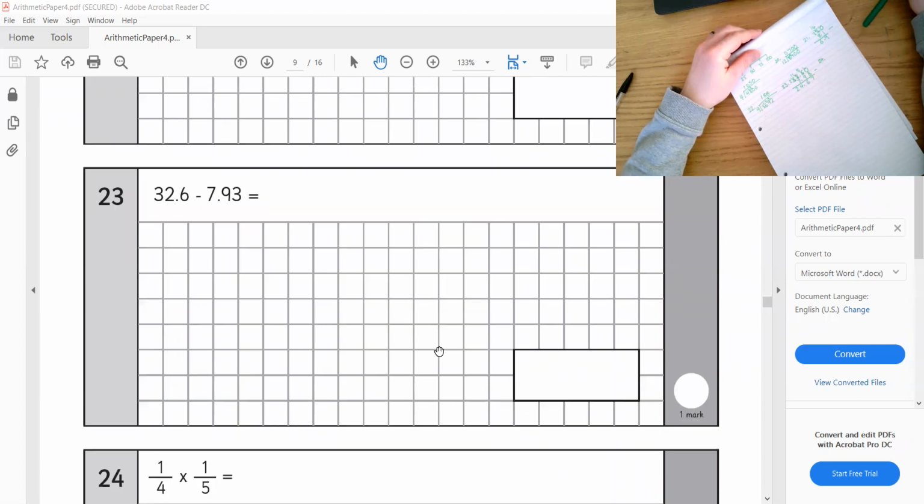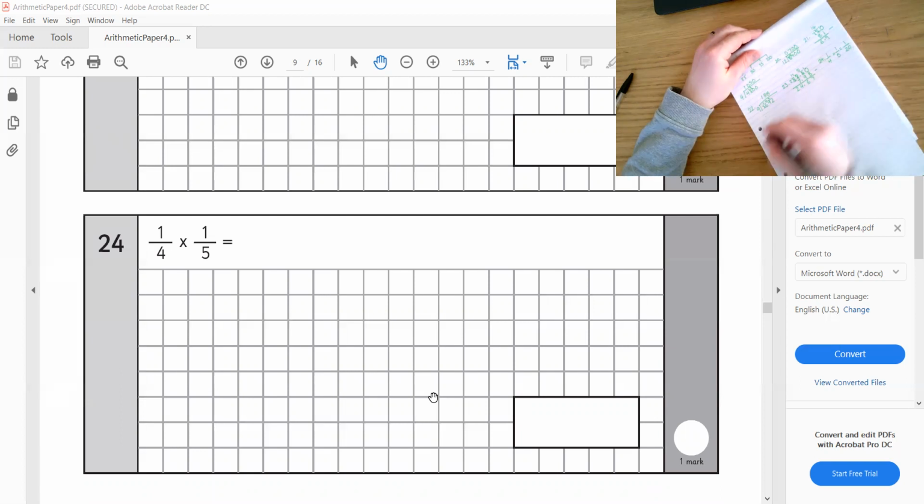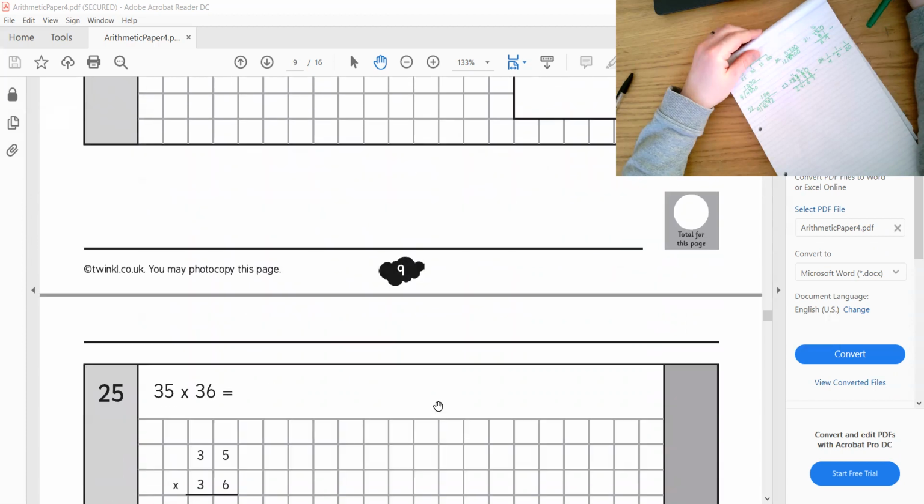24 then. Let's see if this is a challenge this time. Oh, times in fractions. So remember, we like times in fractions because it's exactly what we want to do. Times the top numbers, times the bottom numbers. 1 times 1 is 1. 4 times 5 is 20. There you go, 1/20th, done. So we like times in. That's the easiest thing to do with fractions, isn't it?